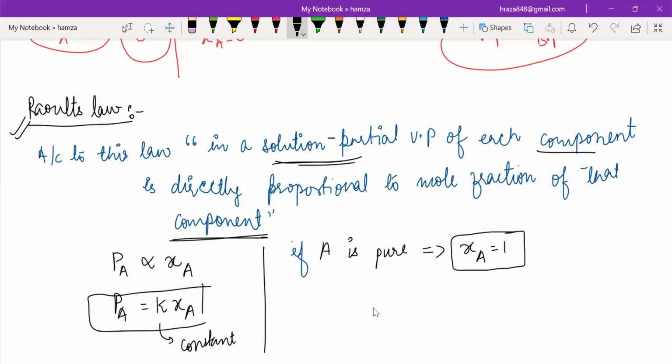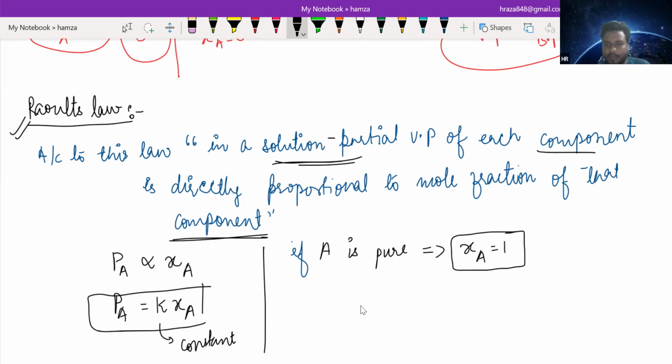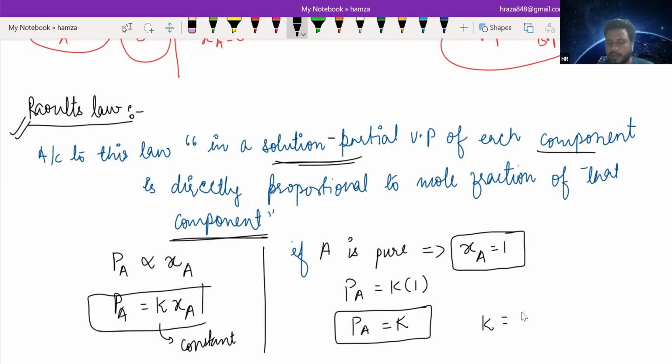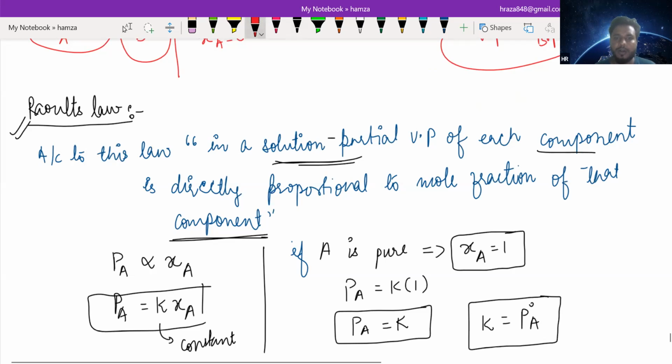Yes, sir. Hamza? Now see, I'm going to put the value of zeta A, that means the mole fraction of A. PA will be equal to K into 1. Also, PA is equal to K. That means here A is pure. And you know that whenever A is pure, we use P naught A. PA is the partial pressure of A, and P naught A is the vapor pressure of pure liquid A. Is that clear? So here is the value of K.